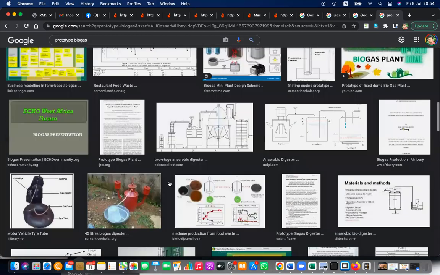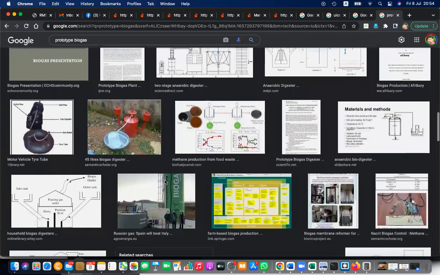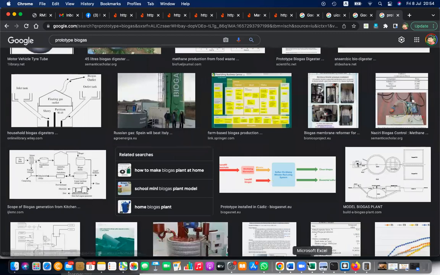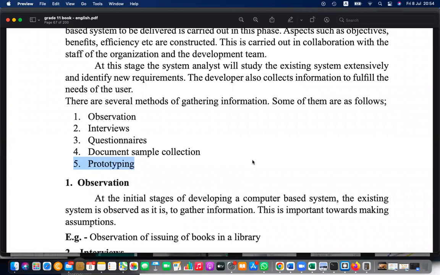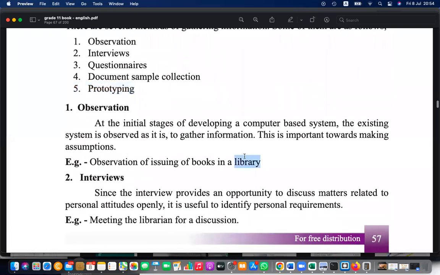So a prototype is a model. It's a working model, but not the real full system. When requirements are not clear, you can implement a prototype and show it, saying this kind of thing needs to be developed. Right, observation: you go and see what's going on in the library.